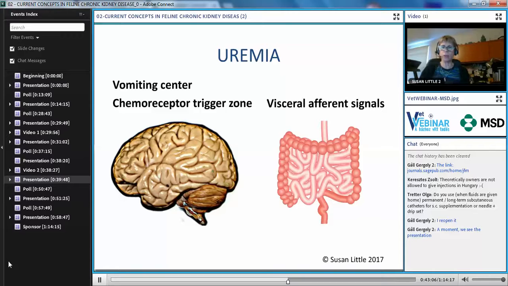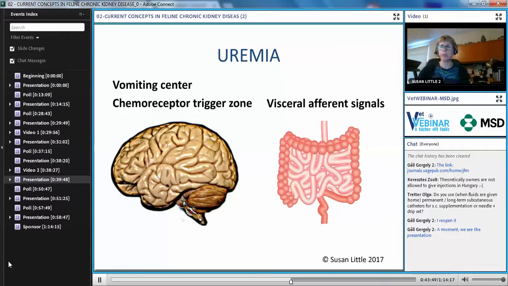So in the central nervous system, those uremic toxins trigger the vomiting center in the brain, and they also trigger the chemoreceptor trigger zone and cause centrally mediated feelings of nausea. But they also act peripherally, so there are receptors in, for example, the gastrointestinal tract that are affected by uremic toxins, and those peripheral receptors also send signals up to the central nervous system when a patient is uremic, and further trigger the feelings of nausea.